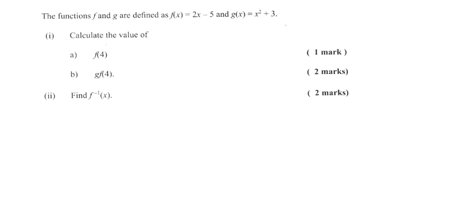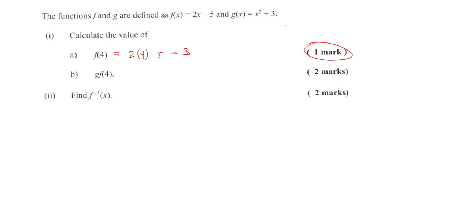We have another one here. We have two functions again. I want to calculate f of 4. So f of 4 would simply be 2 by 4 minus 5, which is equal to 8 minus 5, which is equal to 3. Now it's so simple, they're only giving you 1 mark for this.